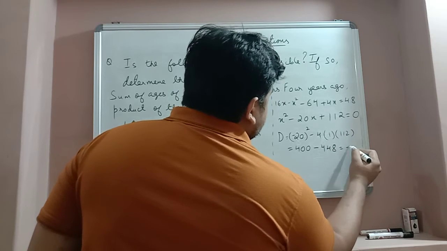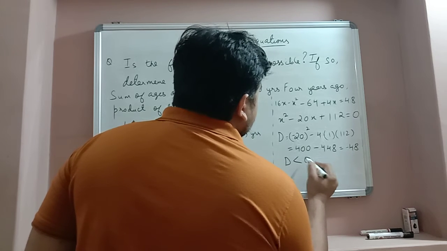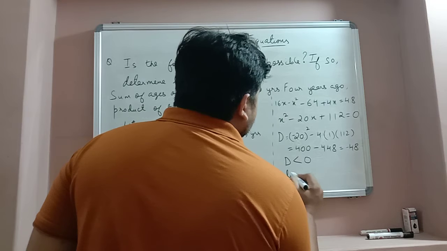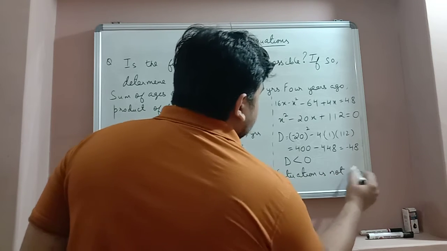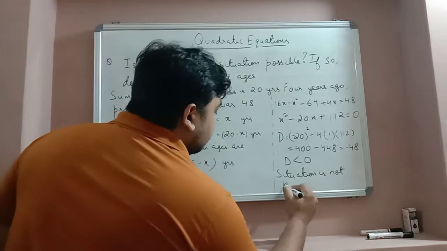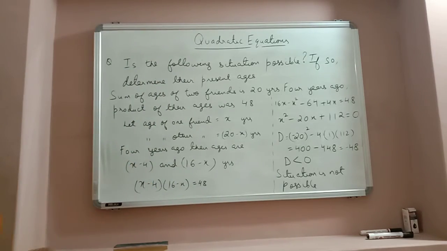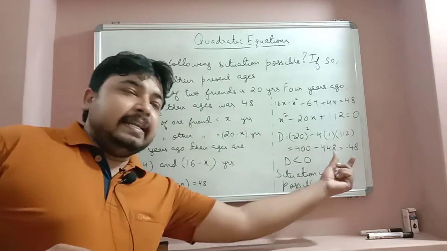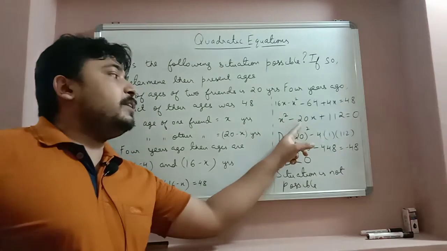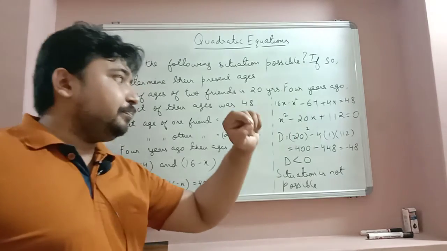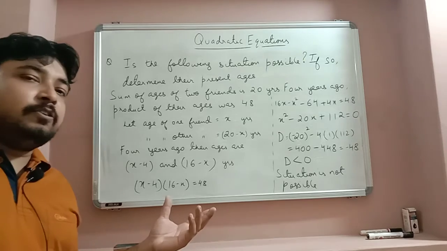So this comes out to be 448. Now this comes out to be minus 48, which is less than 0. So D is less than 0. Situation is not possible. Since D came out to be less than 0 here, our situation is not possible, because this particular equation will have no real roots. Alright, I think it is clear to everyone.